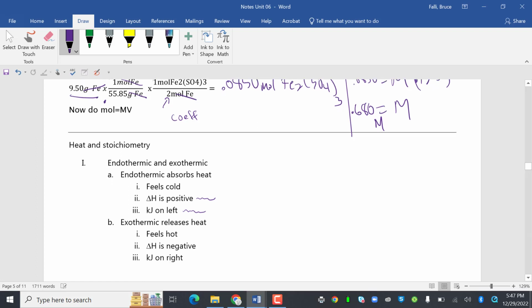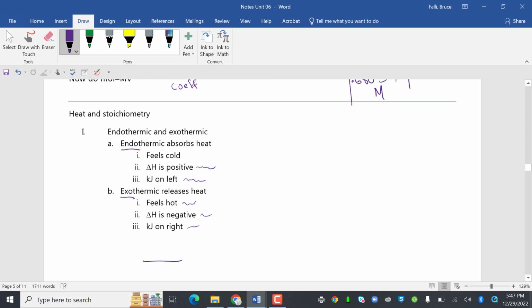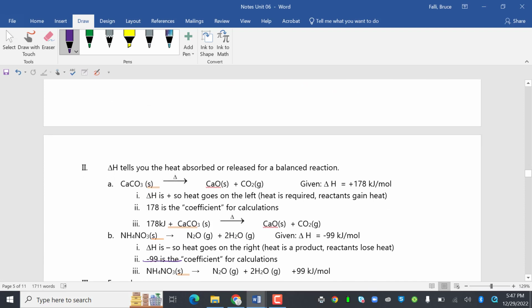In an exothermic reaction, the prefix exo means it's coming out of, and endo means into. So we have an endoskeleton, meaning we have a skeleton inside of our skin. And if it's exothermic, heat is exiting the system. So it's going to feel hot like fire. Delta H is going to be negative, and kilojoules is going to be on the right because heat is a product. So let's take a look-see.